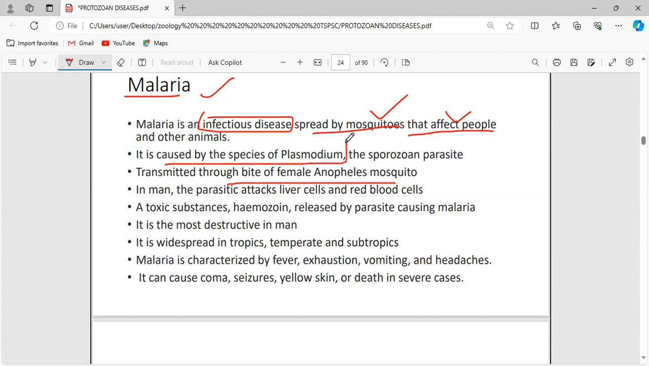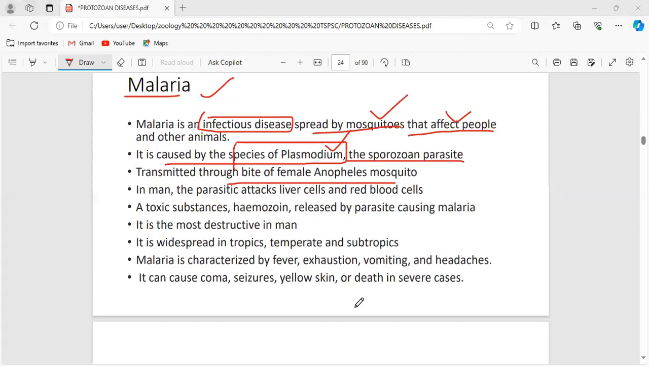This is caused by the species of Plasmodium. This is the sporozoan parasite. After finishing the class, I'll upload the PPT in the group. Don't worry. Okay.